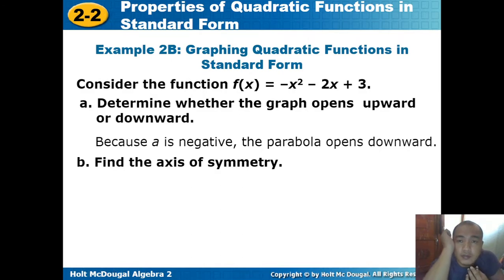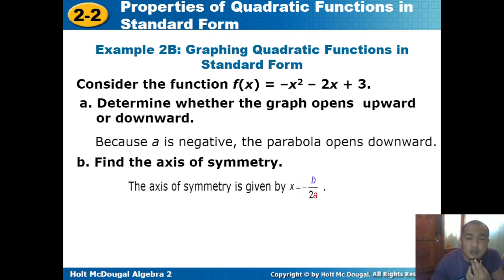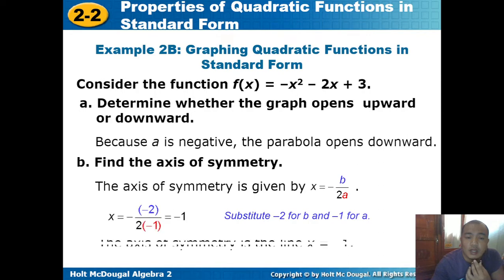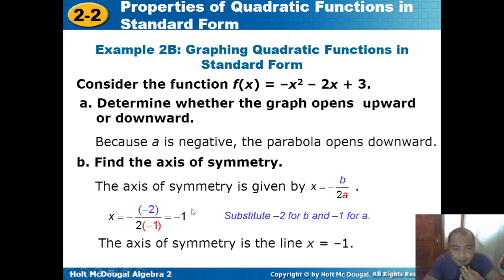What's your answer? Five seconds. Time's up. What's your answer? x equals negative 1. The axis of symmetry is x equals negative 1, because a is negative 1, b is negative 2. Substitute here, x equals negative b over 2a. So x equals negative 1 is the axis of symmetry.